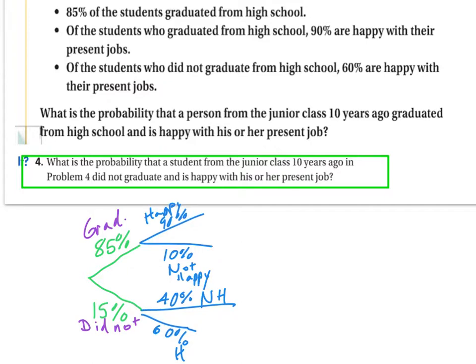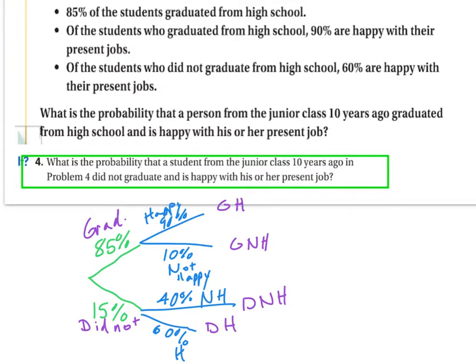So we've got these different branches for our tree then. Like this branch up here would be graduated and happy. We've got graduated, not happy. And we've got did not graduate, not happy. And did not graduate and happy. So you've got those different branches. Now, the question they had for us is, what is the probability that the person graduated and is happy with his or her present job?